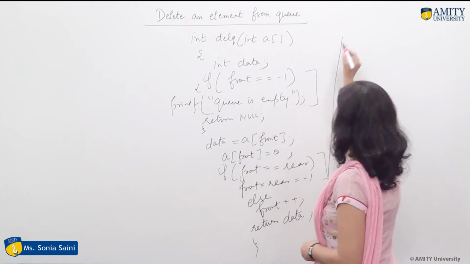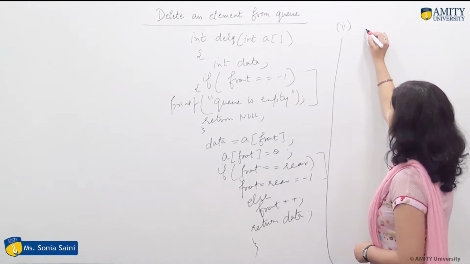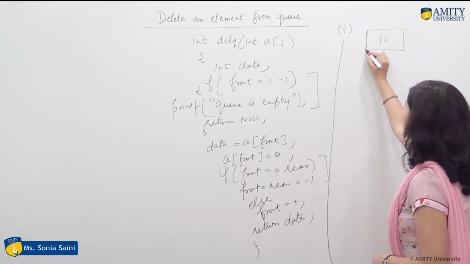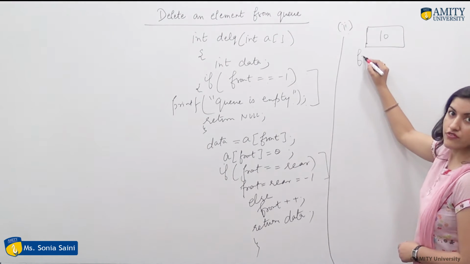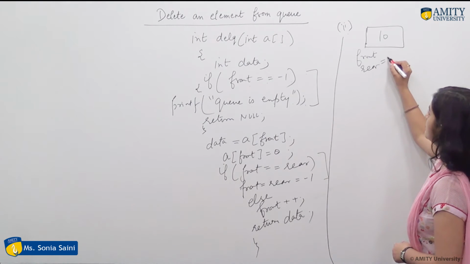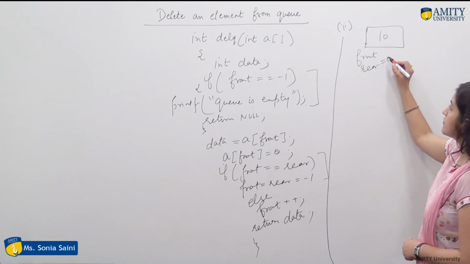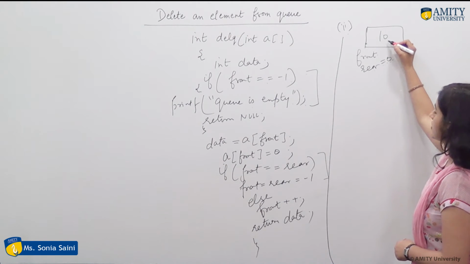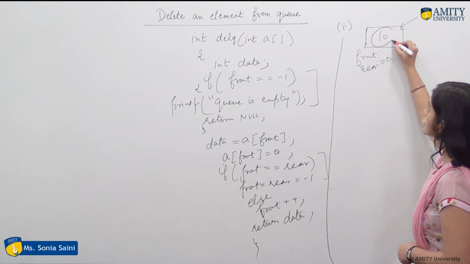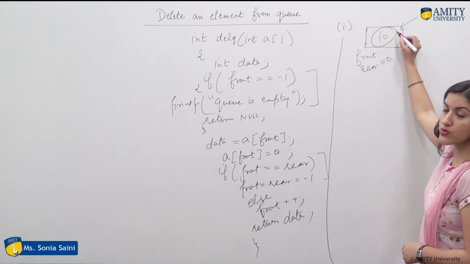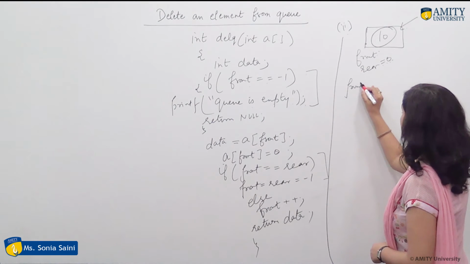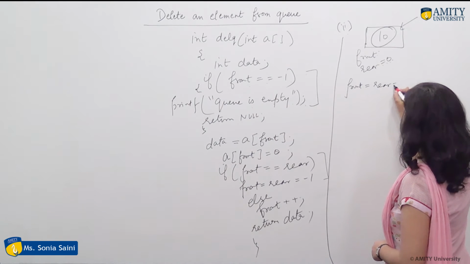And the second case is if there is only one element. Suppose there is only one element, then front and rear both are 0. Because there is one element, front is equal to 0, rear is equal to 0, and at front 0, rear 0, 10 is stored. When we remove this element from this queue, then set front, rear to -1.